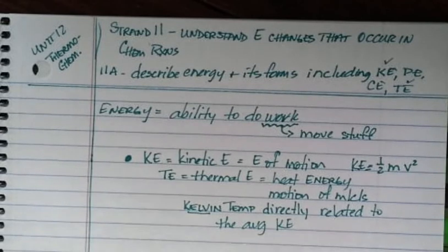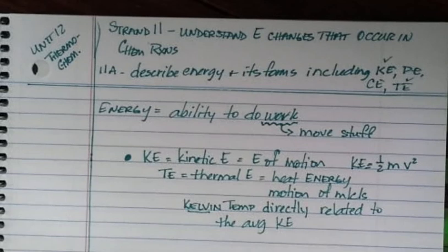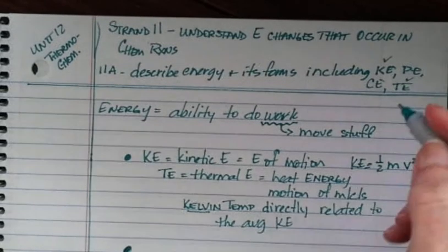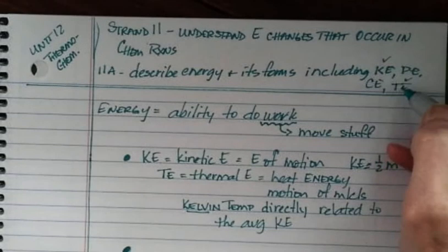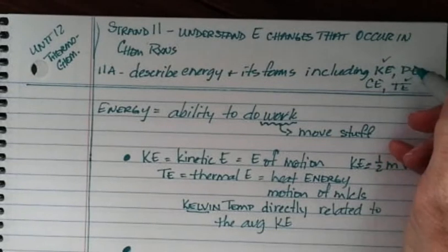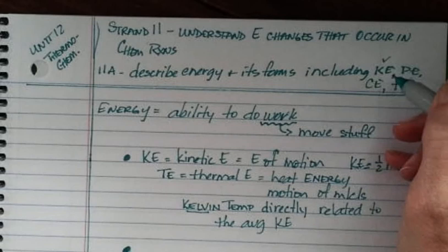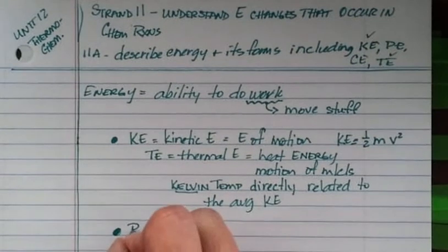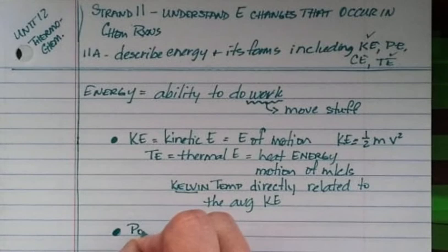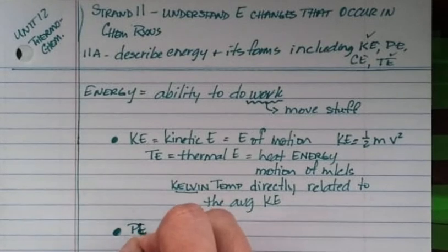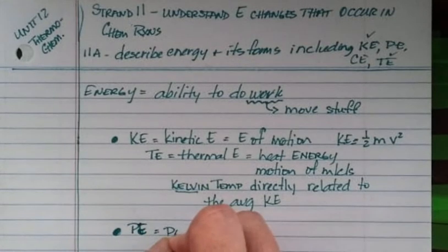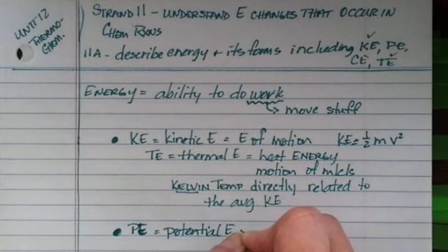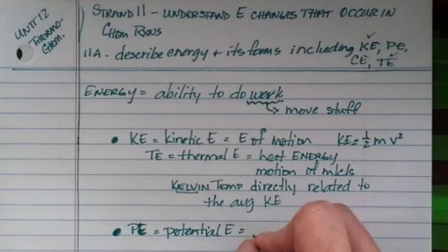Besides kinetic energy, we also have another major type of energy, and that's potential energy. So if you go back up to the TEK, we have kinetic energy, and within that we can talk about thermal energy. Here we have potential energy, and within that we can talk about chemical energy. So potential energy, or PE, is actually stored energy.